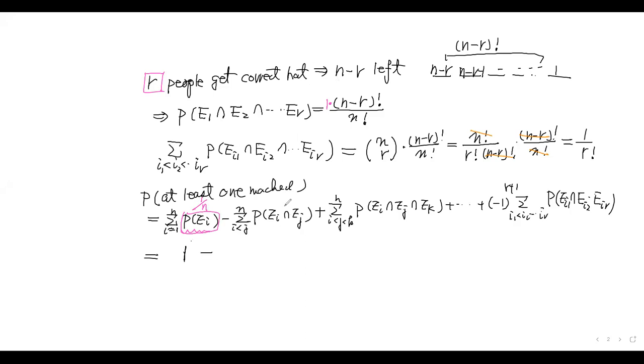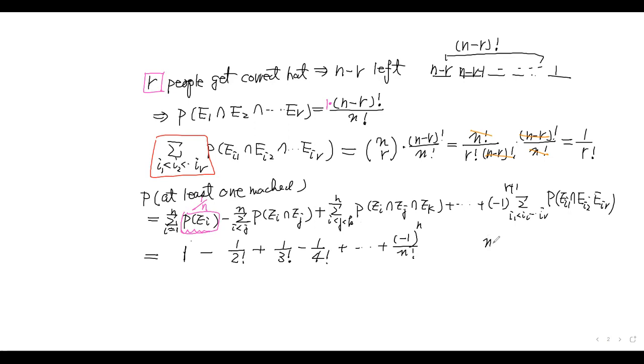And then in here, this is the summation over two sets, right? So the summation with the two sets is 1 over 2 factorial, with a minus. Then plus, now this is 3 sets, so this is 1 over 3 factorial. Then minus 1 over 4 factorial, right? So it goes all the way until we select n, which is n factorial. So this is negative 1 to the n, right?